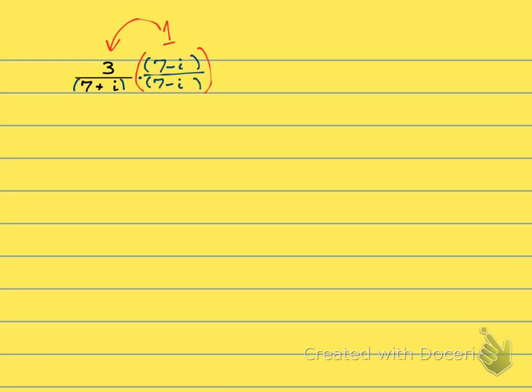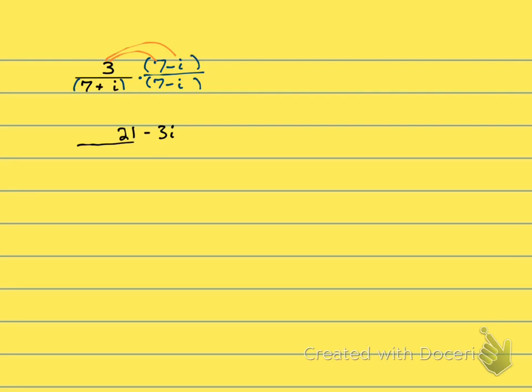Anything times 1 is equivalent, right? It's the same. It just looks different. So we're not changing the value here. Now, the numerator is pretty straightforward. We have 3 times 7, and that is 21. And then we have 3 times negative I, and that is minus 3I.